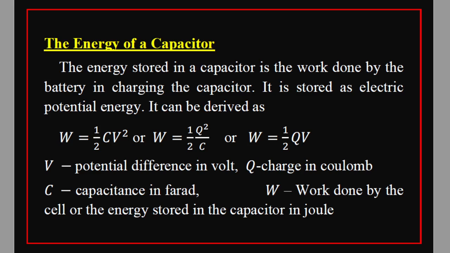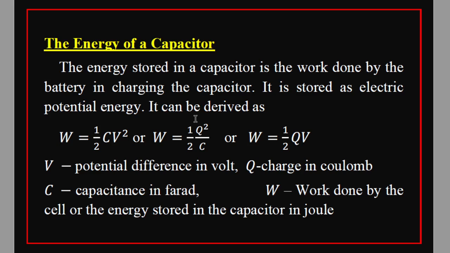So the work done by the battery means energy stored inside the battery is given to the capacitor, and this energy is stored as the electric potential energy. It is called electrostatic potential energy inside the capacitor.